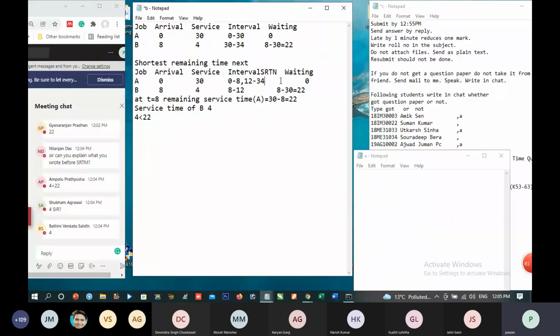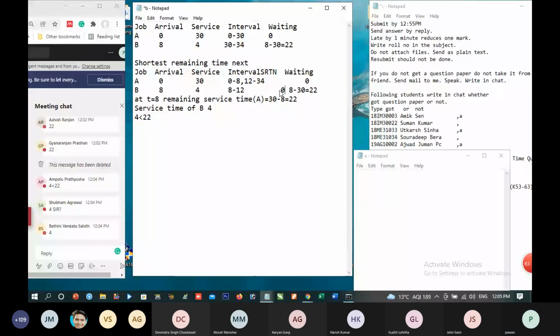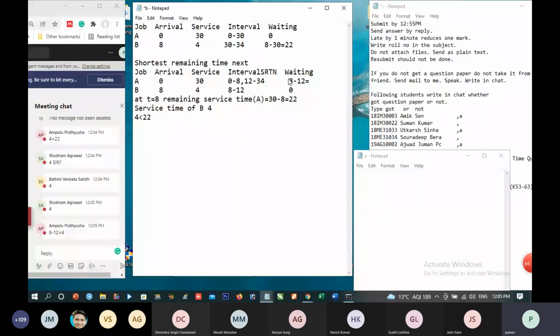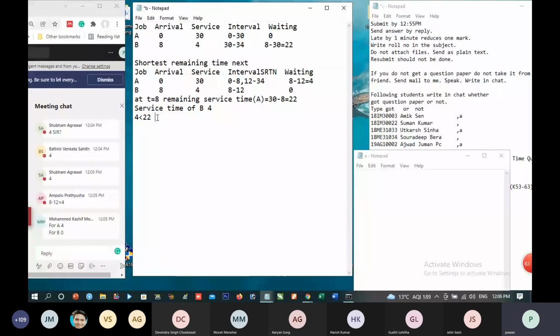How much was the waiting involved in this? Waiting involved in this was 0. And what was the waiting involved in this? It was waiting from 8 to 12, which is 4 unit time it was waiting. So in this way, we can reduce the waiting time. For A, it is 4 and for B, it is 0.